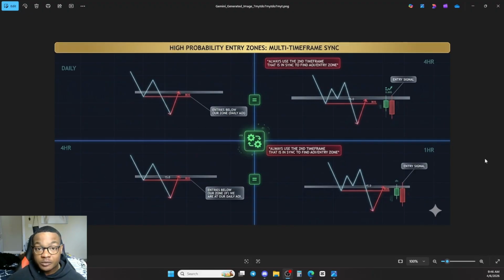I use 2 time frames. I look for 2 time frames to be in sync. Once I have those 2 time frames in sync, I then use that secondary time frame to find my area of interest, my entry zone, find that rejection, find my signal, and ride this trade.